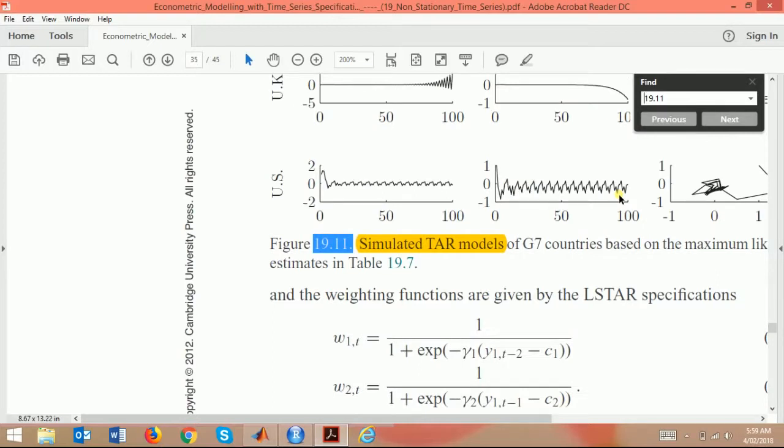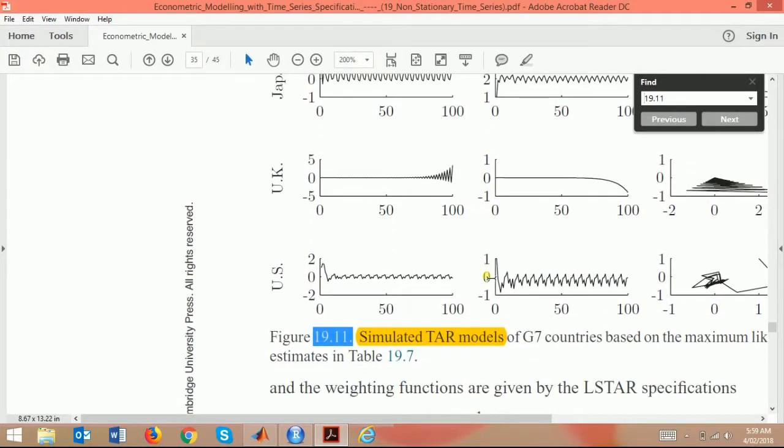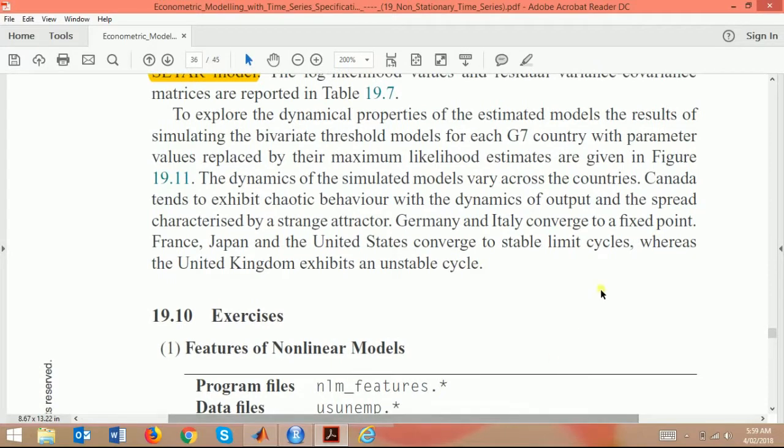Okay, we have just seen this, right? 19.11. And what does this say? The dynamics of the simulated models vary across the countries. Canada tends to exhibit chaotic behavior, with the dynamics of output and the spread characterized by a strange attractor. So chaotic behavior characterized by a strange attractor.